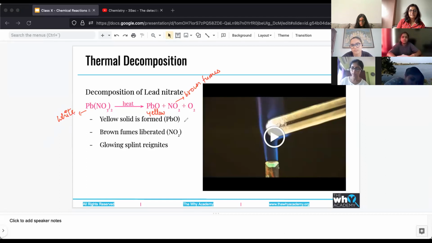Glowing splint reignites because of oxygen. Oxygen supports combustion. So if there is more oxygen, it will burn brighter.